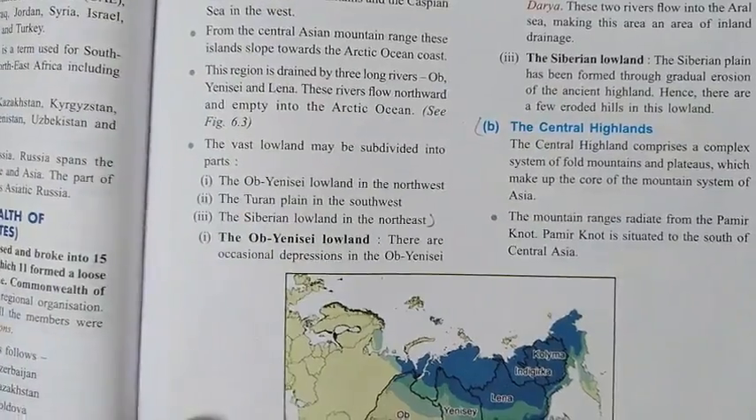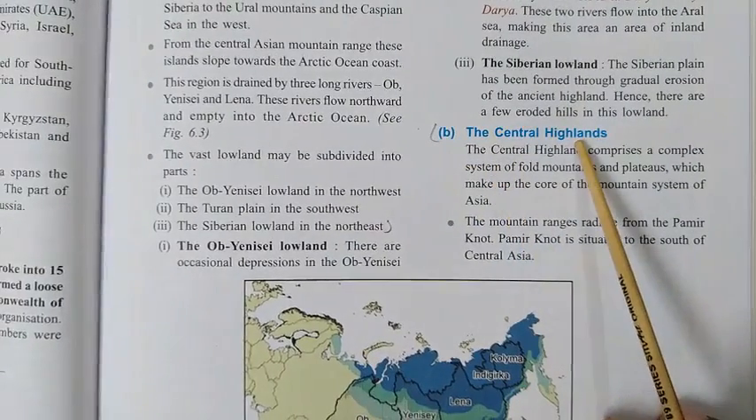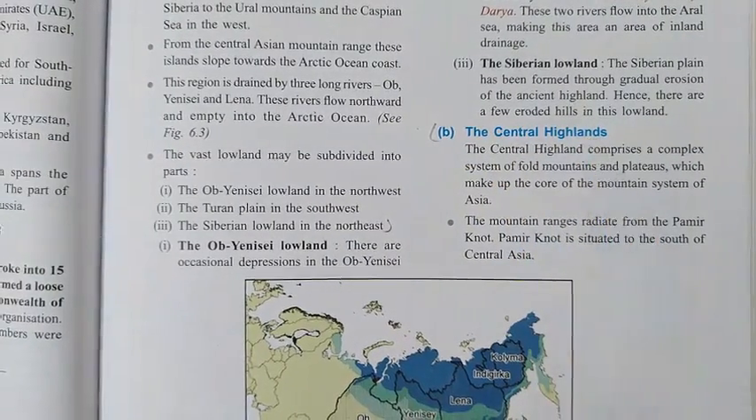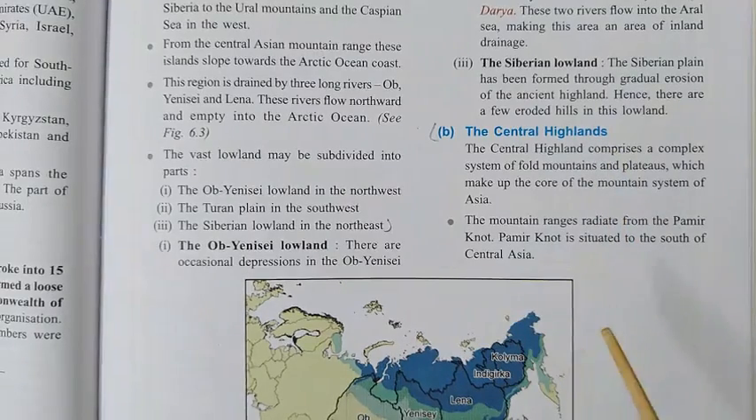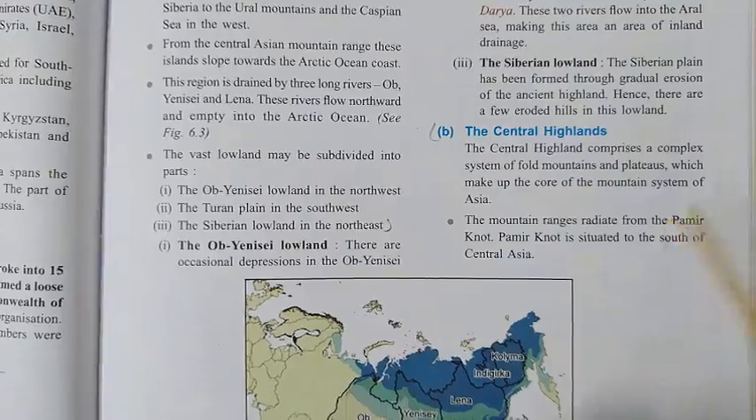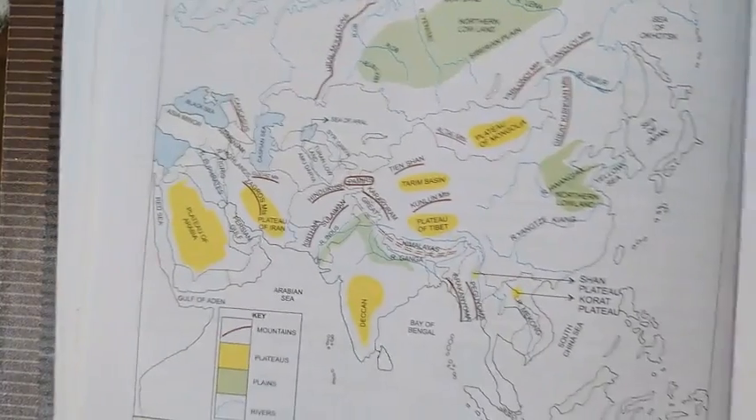Now let's move to the second division. The second division is the Central Highland. In the Central Highland, one important point is the Pamir Knot. Now let me show you this on the map, which will be easier for you to understand. Look at this map. This is a very, very important map.